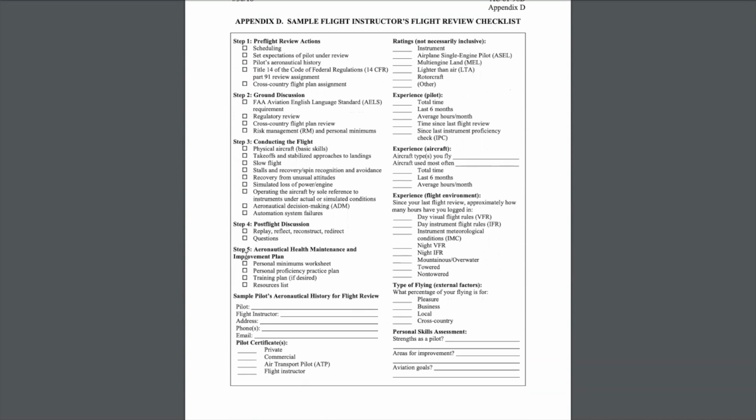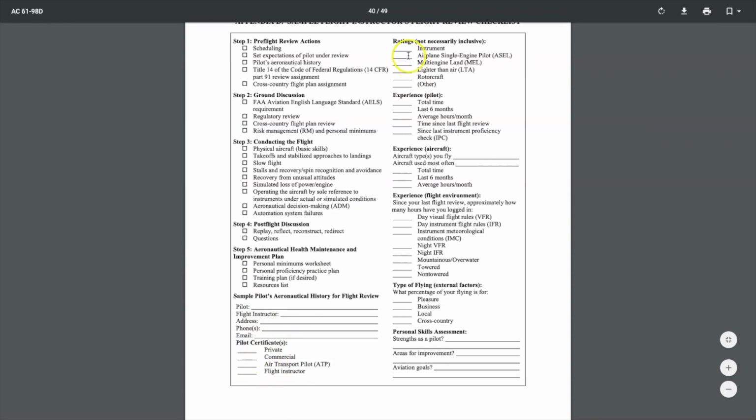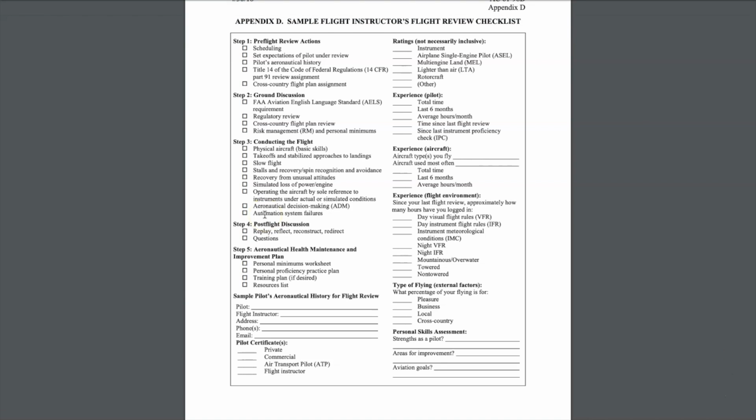Now, this is actually what you're going to give to your student prior to doing the flight review. So your client walks into the school and they say, I would like a flight review. And you're going to say, okay. And you're going to pull out this form and you're going to say, this is what we're going to do. And this is what I need from you prior to doing the flight review. And you can have them fill it out down here at the bottom. We have the pilot and flight instructor address, email, and all the certificates they have and the ratings and their experience and all the aircraft and the flight environment and the type of flying and the personal skills. And you can tell them, this is basically this 5-step process is what you and I are going to go over on the flight review.